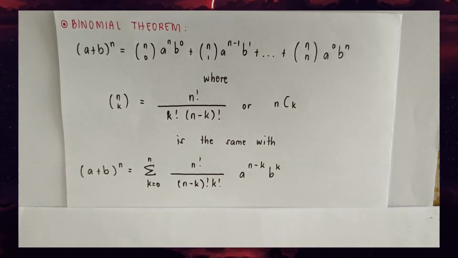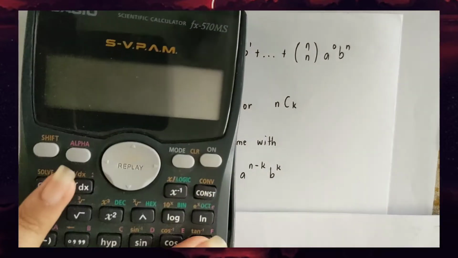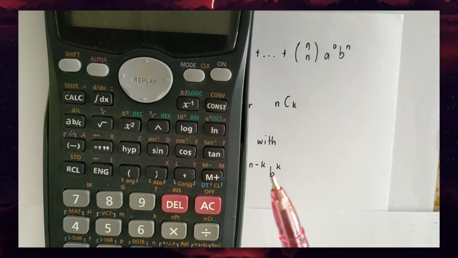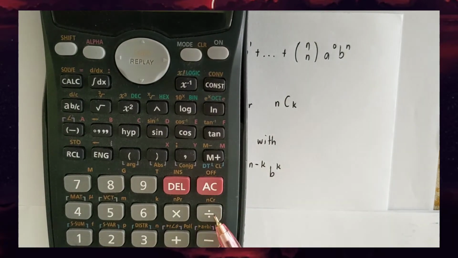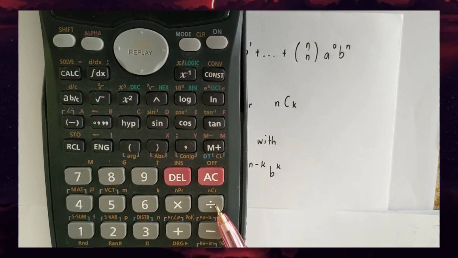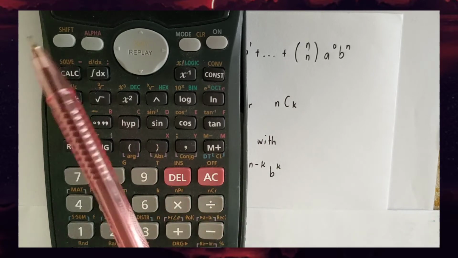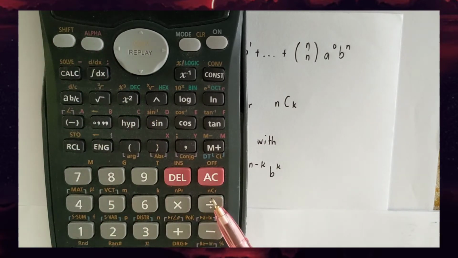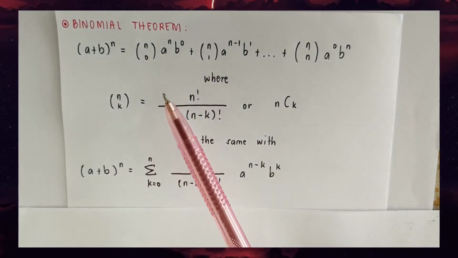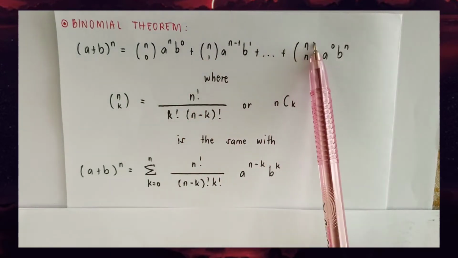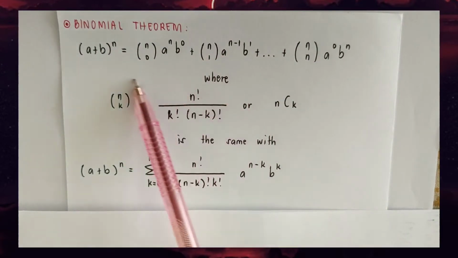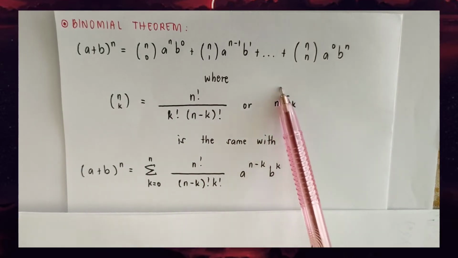or just simply input nCk on your calculator. If you get your scientific calculator, it is present in the division symbol, so just press shift and then the division symbol. So this long formula here is the same as this one. Or again, you can simply input this one in your calculator.